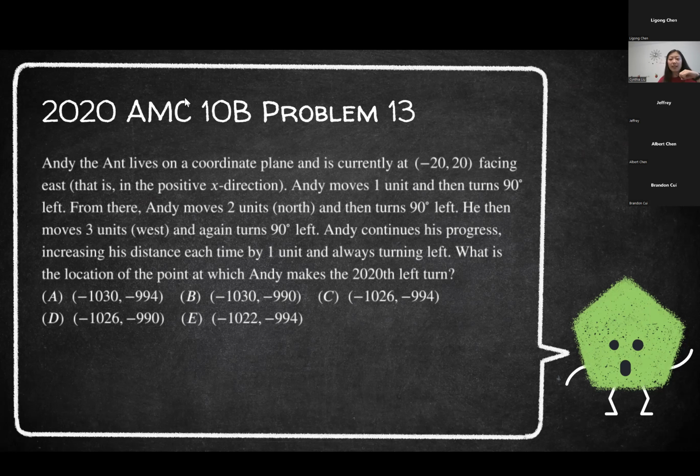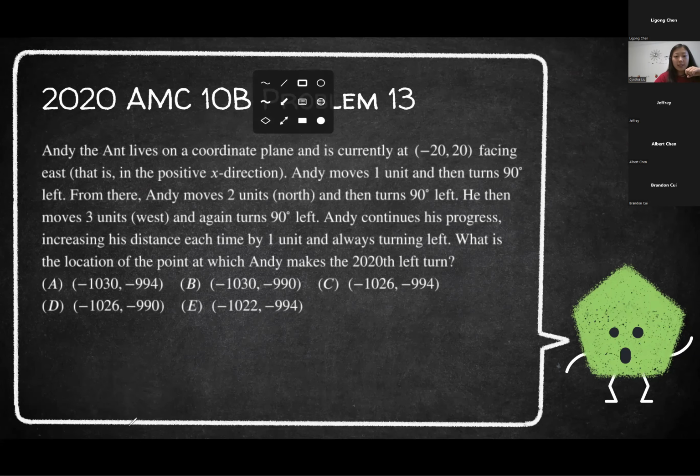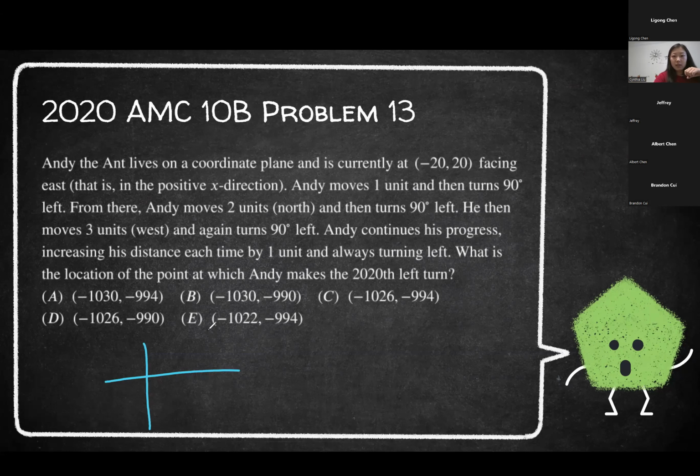So basically what it's saying is he's just turning in a spiral, and it's asking you the point at which he makes the 20th turn, right? Let's draw a diagram, because with coordinate geometry, it always helps to draw at least some kind of sketch. So we have the coordinate plane, and he's currently at (-20, 20), so he'll be somewhere like over here, approximately. He's facing east, so in the positive x direction.